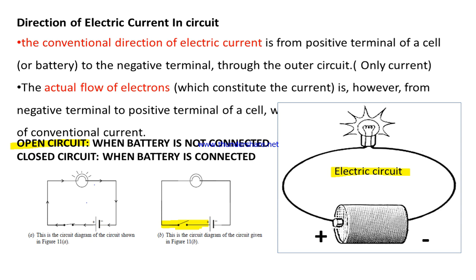Okay, in the first way, in C, there is a current flowing and the bulb is glowing. That means there is a continuous connection of the battery and the wire. So this type of circuit is known as closed circuit.